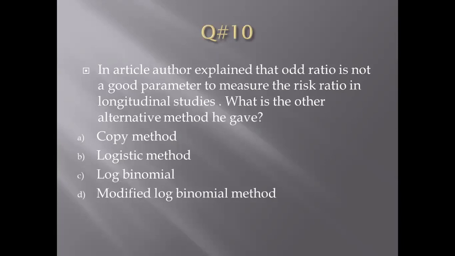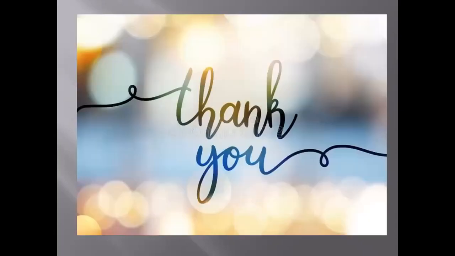In the article, the author explained the odds ratio is not a good parameter to measure the risk ratio in longitudinal studies. So, what are the other alternative methods he gave? A is copy method, B is logistic method, C is log binomial method, and D is modified log binomial method. The article explained that it was the copy method which he used, and supported that the copy method should be used instead of odds ratio. This is the key, and thank you.